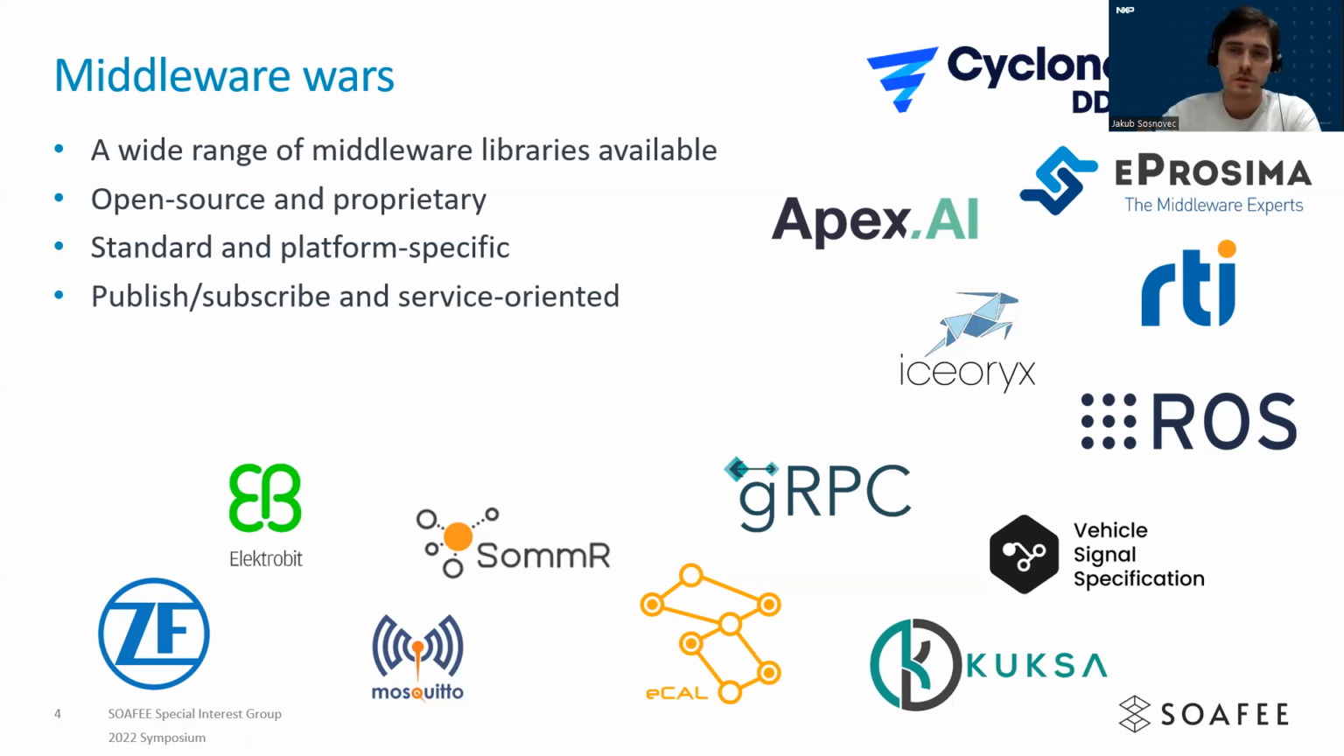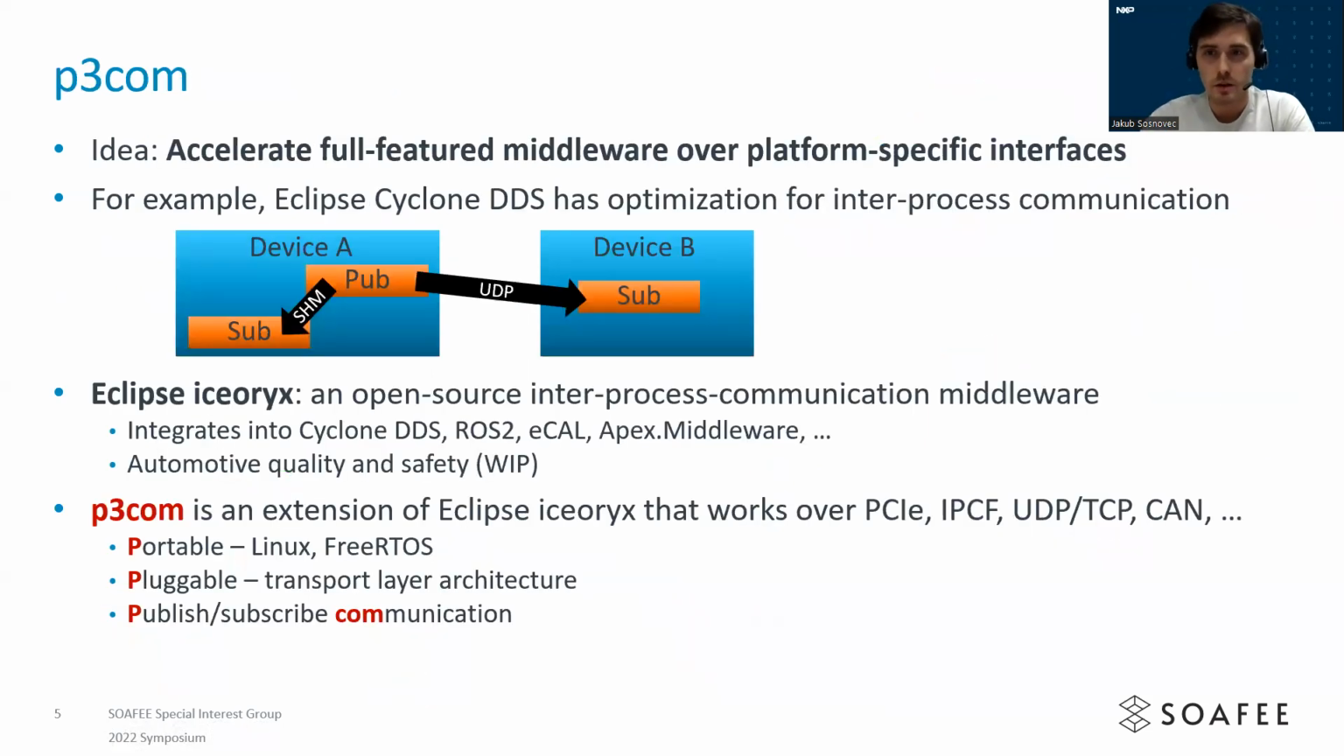Rather, what we decided to do is to develop just a component with a limited scope that is then supposed to be integrated into a full-featured middleware just to accelerate communication and data sharing over the platform-specific interfaces, such as PCI Express or this data sharing over SRAM memory. And this idea is really nothing new. For example, Cyclone DDS already has an optimization for the inter-process communication case.